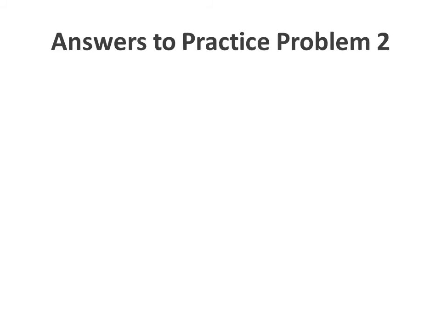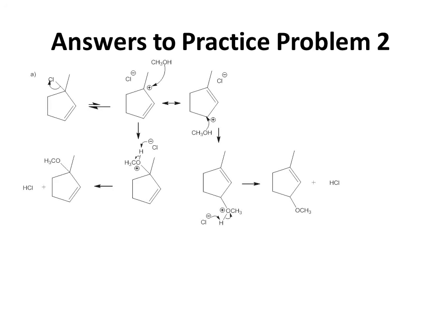Answers to practice problem 2. In part A, we have the loss of the chloride leaving group to form our tertiary resonance stabilized carbocation. Note the carbon-carbon double bond adjacent to the plus charge. So we have to draw a resonance structure other than the initial one, where that plus charge resonates to the bottom portion of the ring, and now that gives us two possible products.